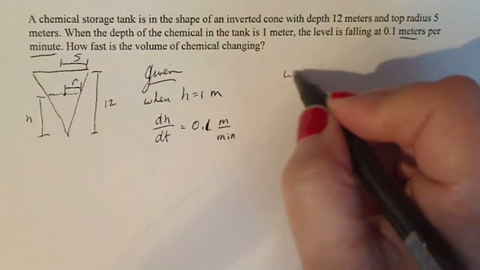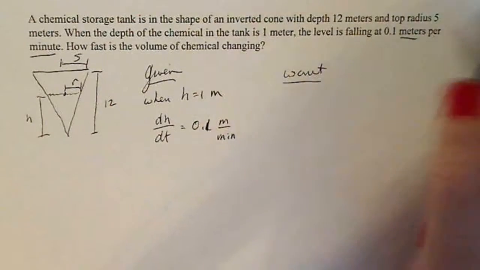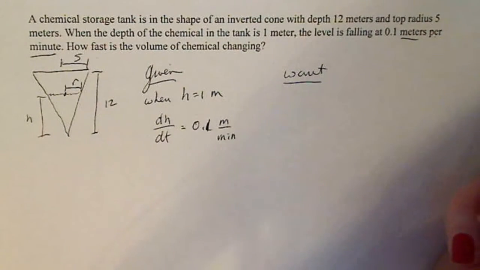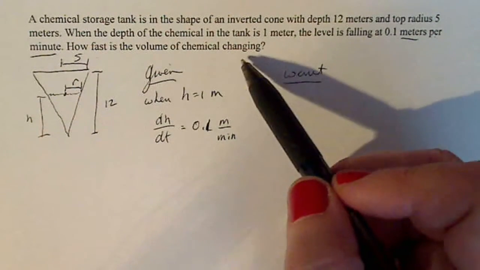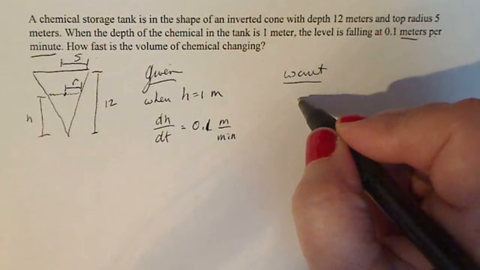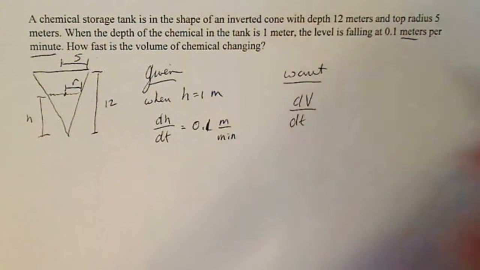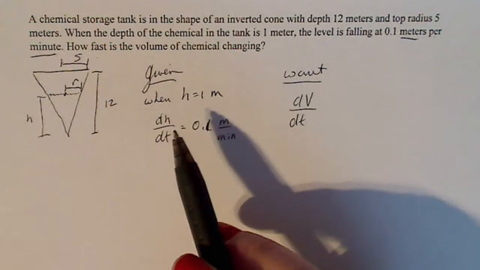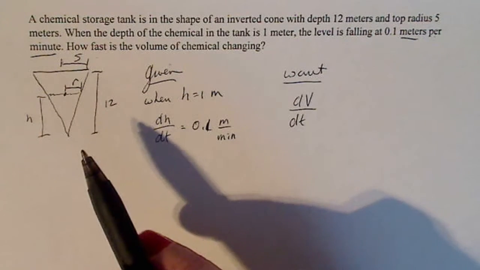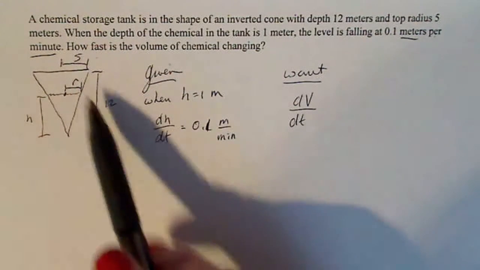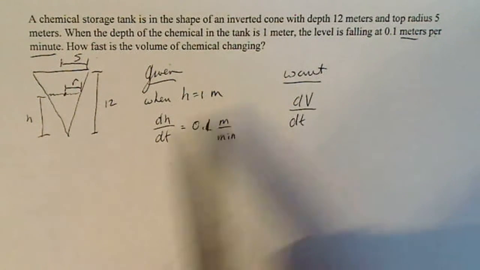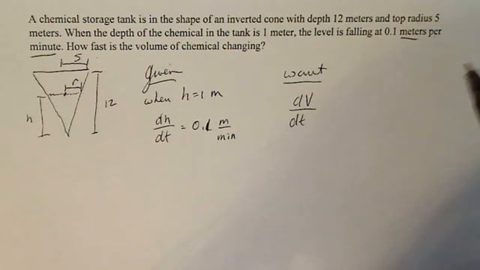Now what I want is how fast, which is a time element, is the volume of chemical changing. So that's a rate. I want to know how fast is the volume changing. So I'm trying to find dV/dt. I'm given this information here, and I have this picture here. In this picture, I should relate somehow V and H together.